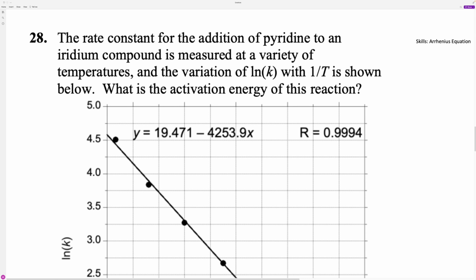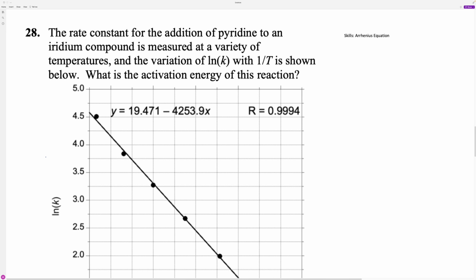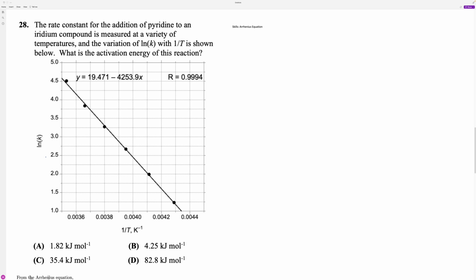So let's move on to question 28. Question 28, let me zoom out a bit. Question 28 is asking what the activation energy of this reaction is. So for this, you need to know the Arrhenius equation. I believe this is actually given in the packet, in the test packet, but I could be wrong about that.